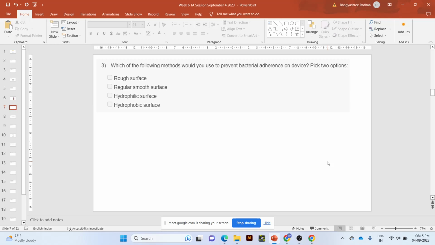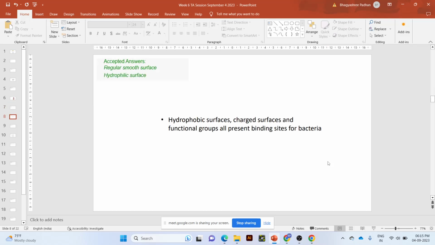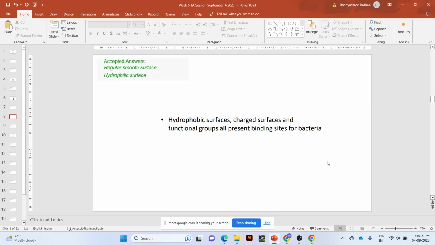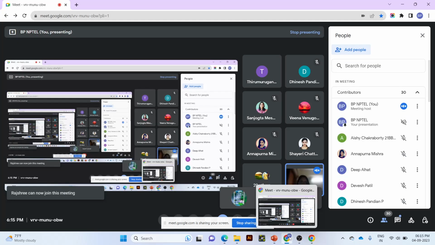The correct options to prevent bacterial adherence on device are either a regular smooth surface or a hydrophilic surface. Hydrophobic surfaces, charged surfaces, or even the rough surface provide more surface area and binding sites for the bacteria to attach to the implants. So we need a smooth surface and a hydrophilic surface to prevent attachment of the bacteria to the implant.